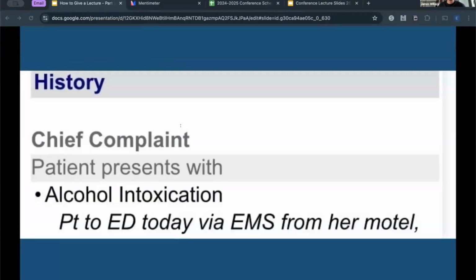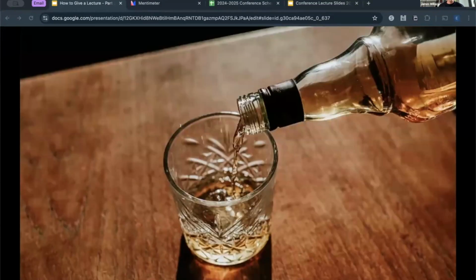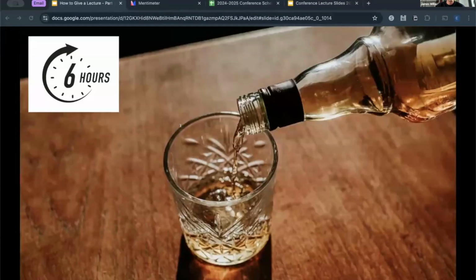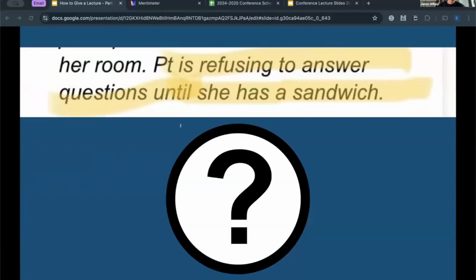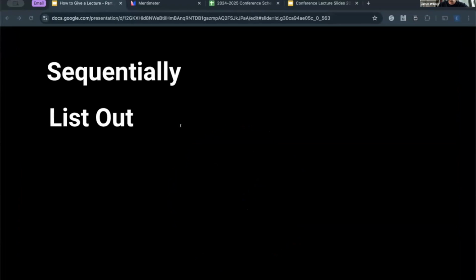We could start with a picture, chief complaint, alcohol intoxication. All right. We go and talk to the patient. They endorsed drinking earlier today. They say their last drink was around 6 hours ago, but otherwise refuse to answer questions. But you need to ask more questions. So what questions would you ask? Essentially, I'm getting across the same information as that big chunk of text, but I'm using pictures to guide us through it, as opposed to you reading it, me reading it, just a little bit more boring.